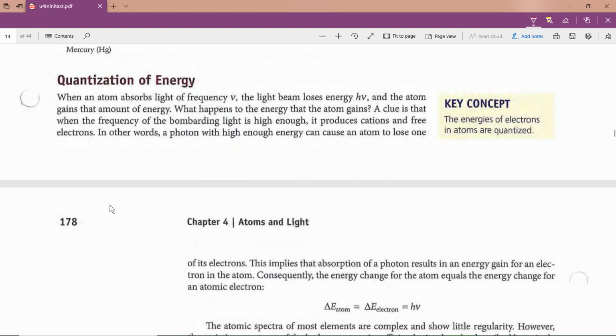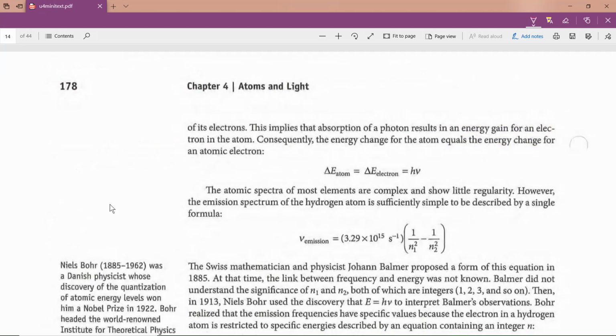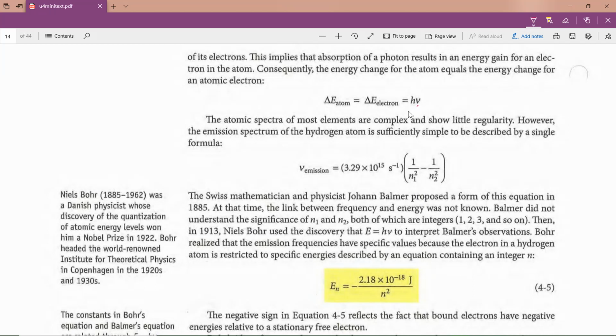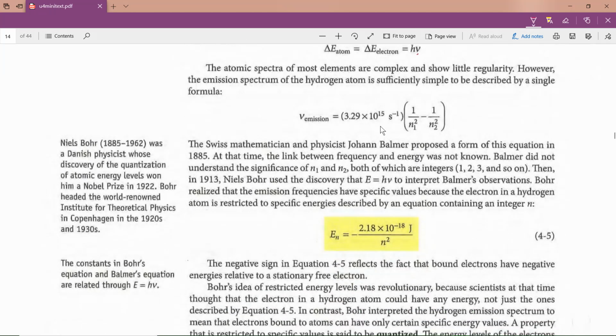So let's go on here, and we talked about the energy changes of an atom equaling the photon energy, h nu. For hydrogen, this was Johann Balmer who came up with this equation. It's 3.29 times 10 to the 15 reciprocal seconds. That's a constant times 1 over the initial energy level squared, minus 1 over the second one squared.